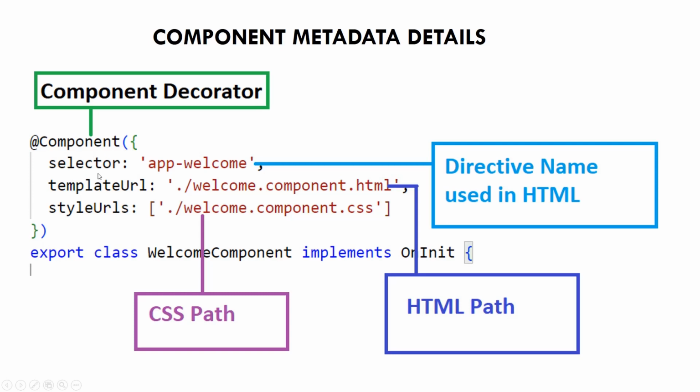Then inside that we have further options. The first option is the selector. This is basically the directive name that we have to use in the HTML. Then you have a template URL. In this we will simply give the path of our HTML file, or we can simply add HTML over here also. Then the style URL, this is an array. We can pass multiple files, or we can pass a single file also.